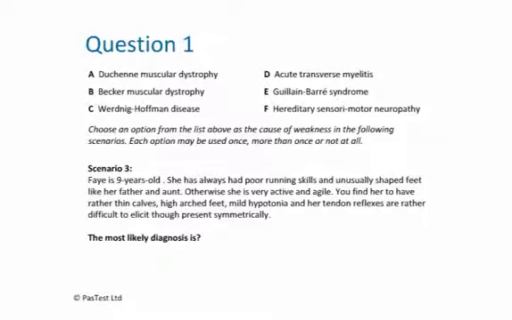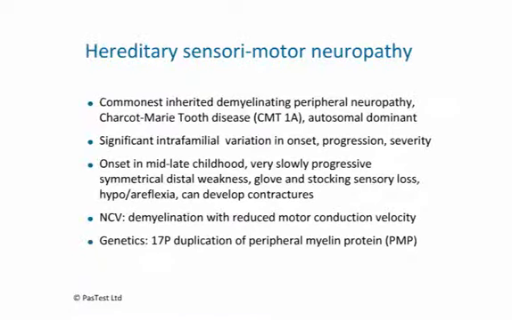With these features, it is possible to localize her lesion to peripheral nerves, and hence hereditary sensory motor neuropathy or Charcot-Marie-Tooth disease is the explanation. This is the commonest inherited demyelinating peripheral neuropathy. This is autosomal dominant, and that would explain Faye's dad and paternal aunt to be affected.